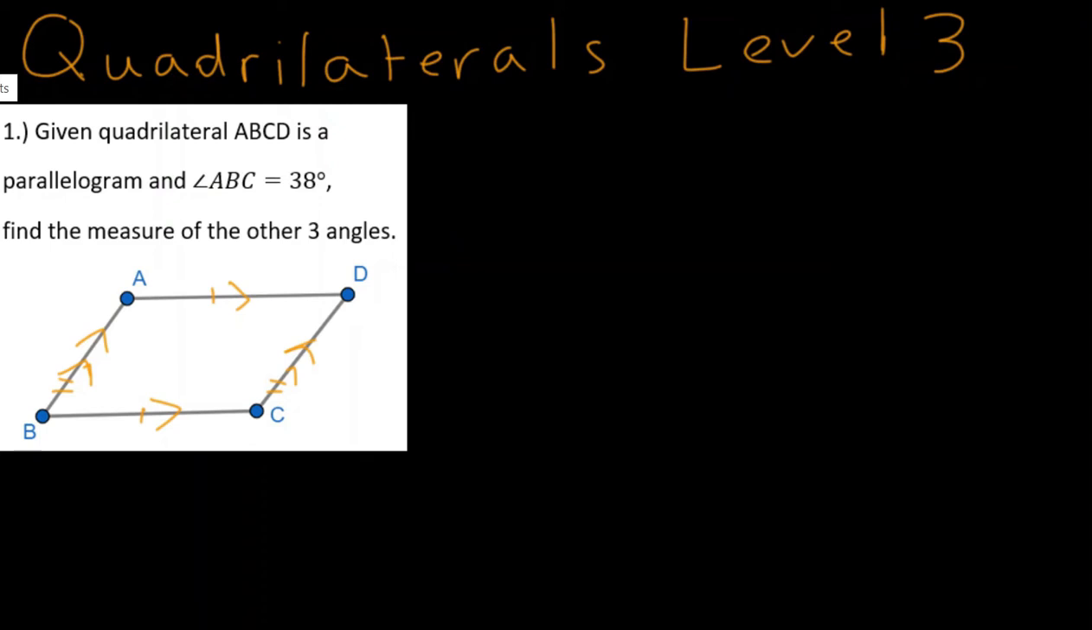Now, angle ABC, so this angle is right here, is going to be 38 degrees. And if you think back to your level 1 video, you should also know that not only are the opposite sides of a parallelogram congruent, so are the opposite angles. So if this angle is 38 degrees, its opposite angle must also be 38 degrees. And so with that knowledge, we've already found angle ADC, which is of course 38 degrees.